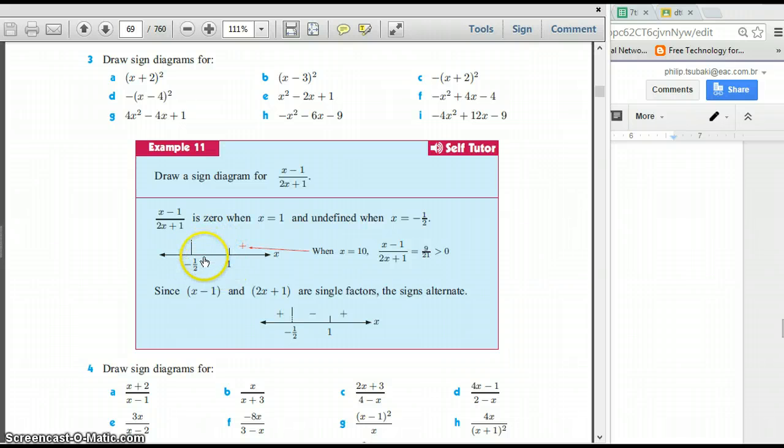Well, conveniently, 0 is a number between those two. We'll use 0. 0 minus 1 is negative 1. 2 times 0 plus 1 is 1. So that would be negative 1 divided by 1, negative 1. So that would be a negative number. So the middle, we mark negative.